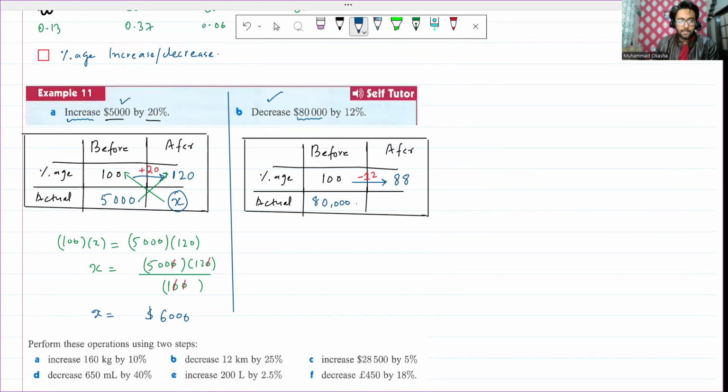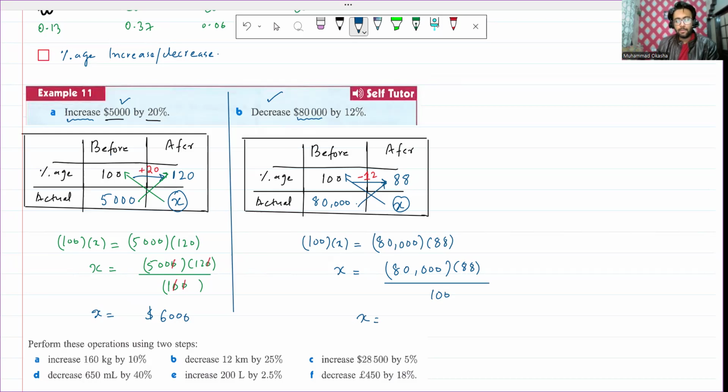Now, how's that going to translate into actual money? I do not know. I'll call it X and I will cross multiply. So 100 times X is equal to 80,000 times 88. I'm going to isolate X, so that's going to be 80,000 times 88. 100 is being multiplied. When it goes over to the other side, it gets divided. And let the calculator do the work for you. So cancel out whatever you can. 2 zeros cancel out, and you can do the rest.